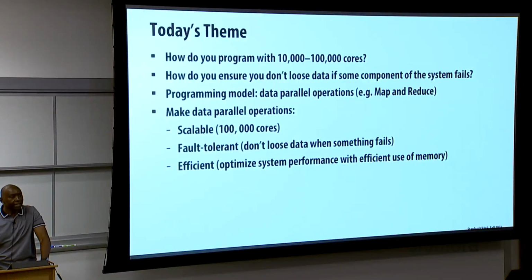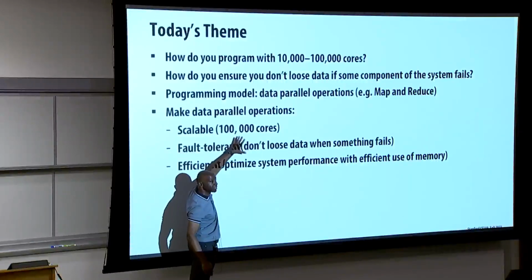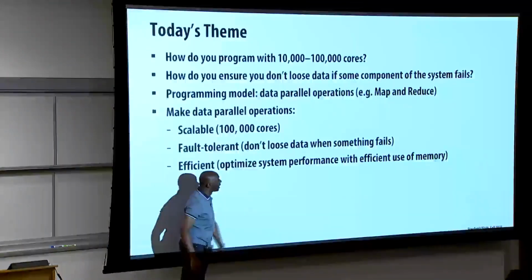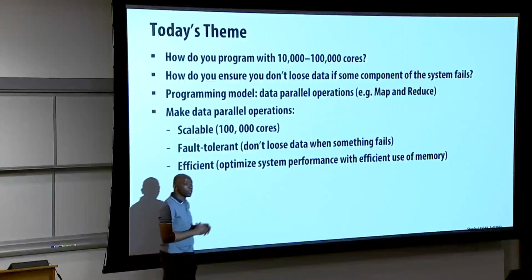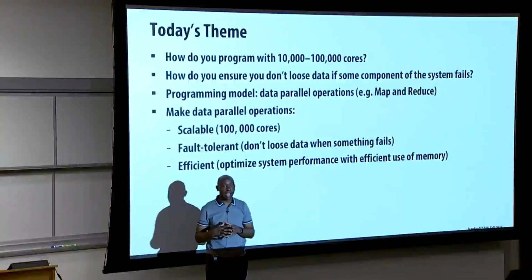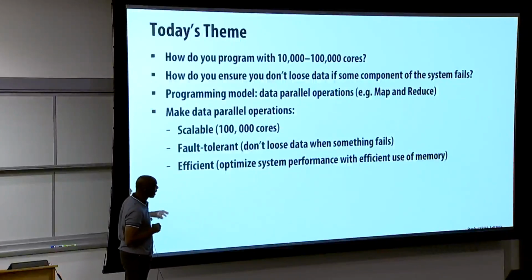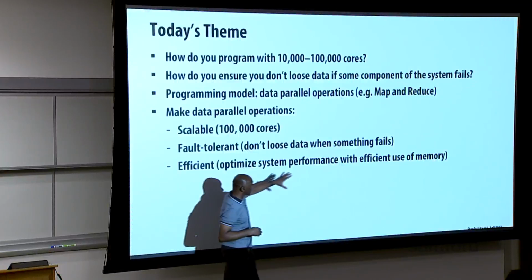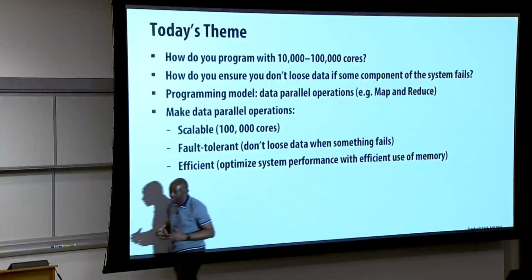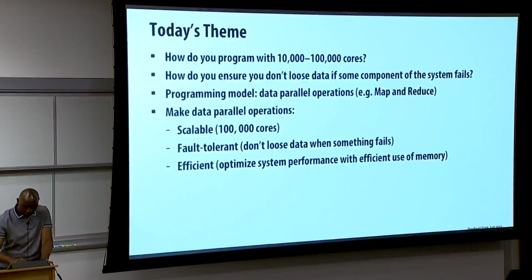Given the data parallel programming model, we want to think about how we make it scale to hundreds of thousands of cores and do that efficiently. Then how do we make sure that we can handle faults, or cases where parts of the system fail, and recover from that in an elegant way. And lastly, we want to make sure that we efficiently use memory, because that is going to be the key component that determines the performance that we get.